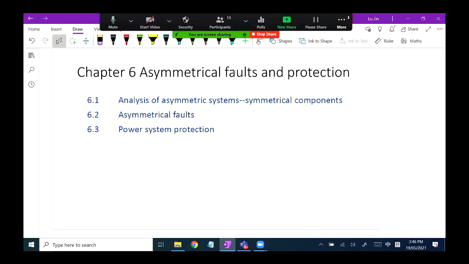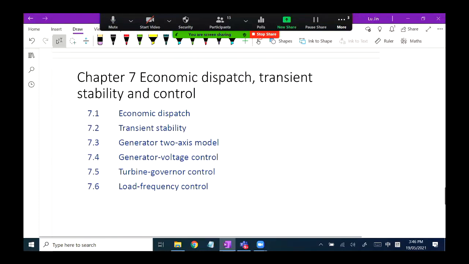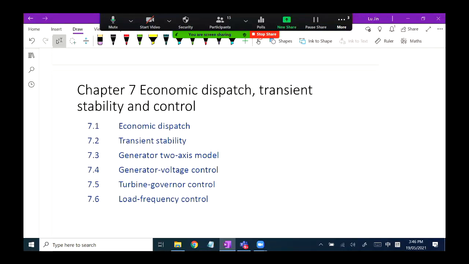Okay, this is chapter 6. If you want me to say, out of these seven chapters, which chapter is the hardest one, I'd like to pick chapter 6. Okay? Higher than zero, lower than 100.